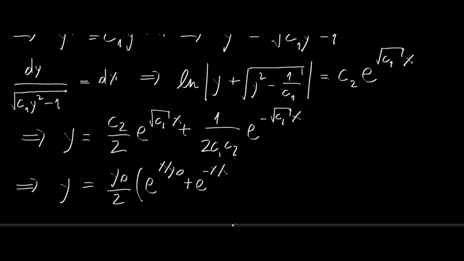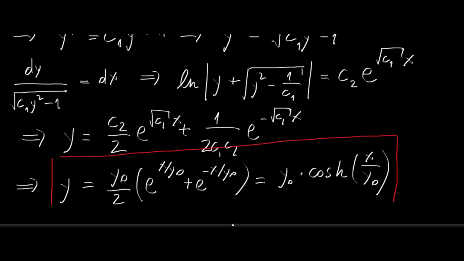Okay, and this expression here can be written also in a much more compact form, just simply as y0 times the hyperbolic cosine of x over y0. And this hyperbolic cosine function is known as the catenary, the famous equation of a cable suspended by its own weight. So we reach our final objective here.